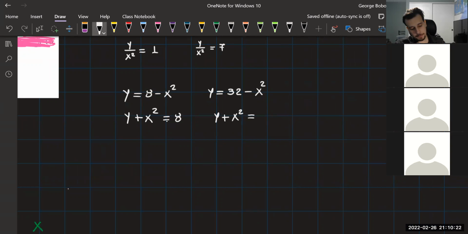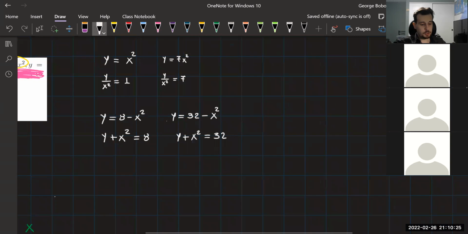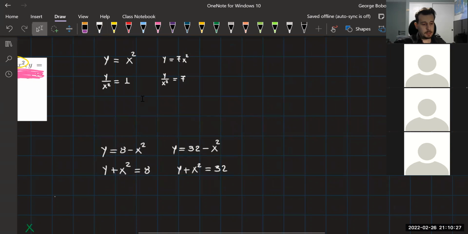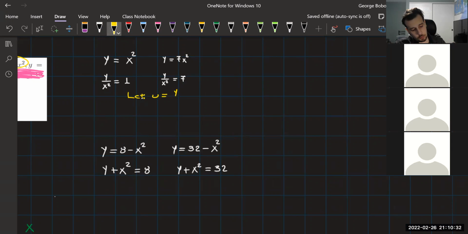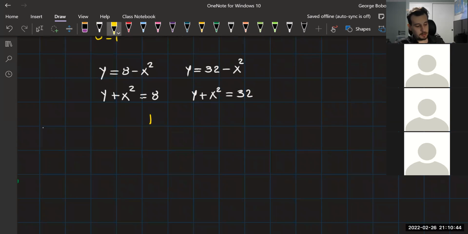Okay. We're almost there. So you know what? Why don't we let u equal y over x squared right now, so that this guy becomes u equals 1, and that this guy becomes u equals 7. And with a similar token, why don't we let v equal y plus x squared, so that this guy here becomes v equals 8, and that this guy becomes v equals 32.